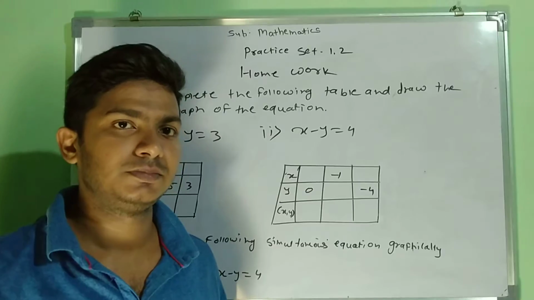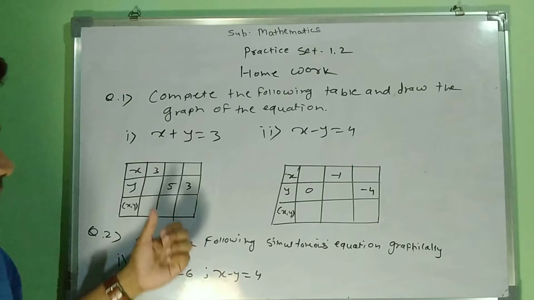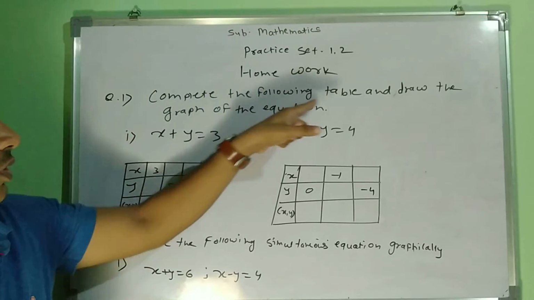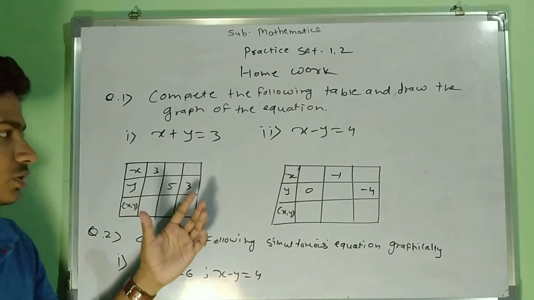Okay. So students, this is practice set 1.2. That homework I have given to you. Look here, question number 1 is: complete the following table and draw the graph of the equation. Over here you have to draw the graph only.